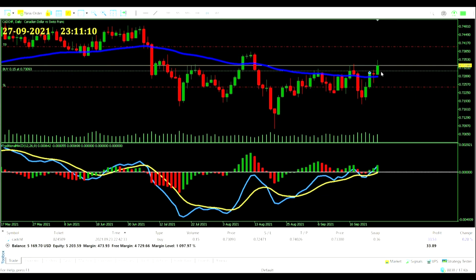Day 21, and our trade is going quite nicely here on the Canadian dollar Swiss franc. $33 up. And we don't mind holding this one though. We are getting paid for it on the swap there. 36 cents. Good news for us.